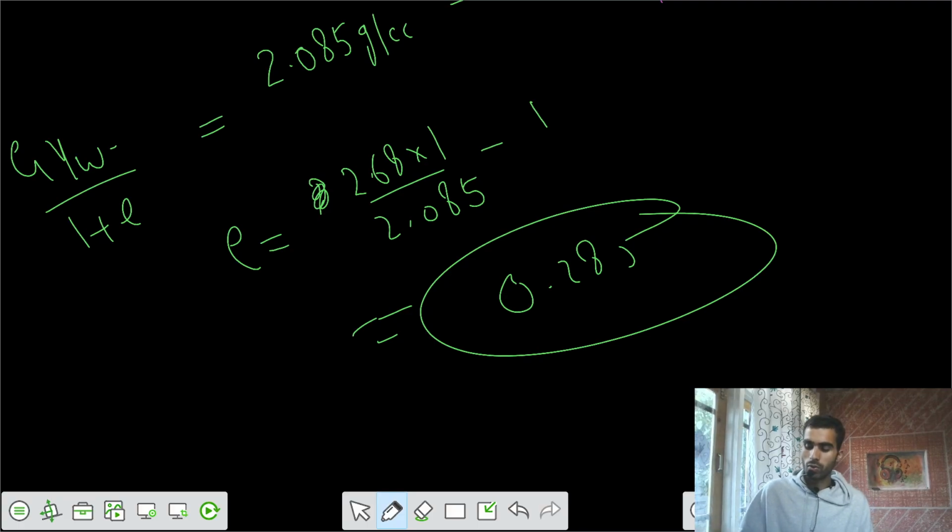So we have three final problems for your compaction.